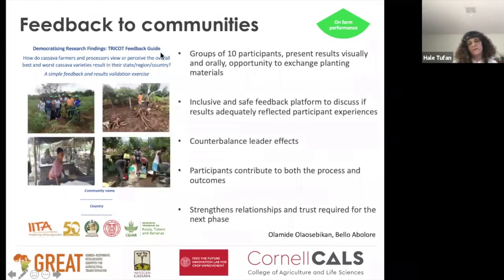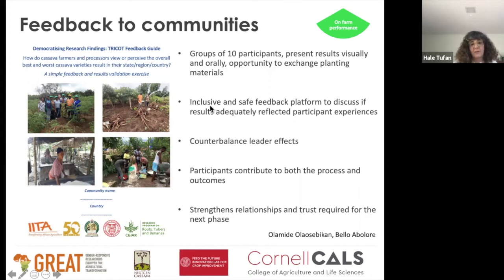And the last part of this is of course we have on-farm trials. We don't want the process to be extractive, and we want to give feedback to communities and continuously engage with them, because we'll also have another round of these trials next year. So we're right now developing, and this is work led by Olamide again and Bella Obalore at IITA in Nigeria, these feedback guides for lead farmers and for focus group facilitators, to really understand how do we give feedback to the farmers who participate, and how do we engage them to validate or to give insights on the findings that we're bringing back to them.